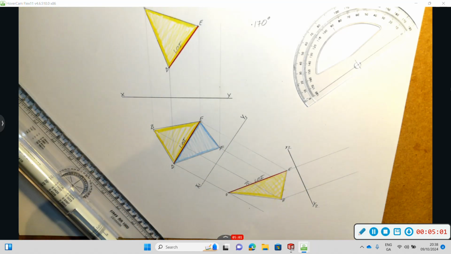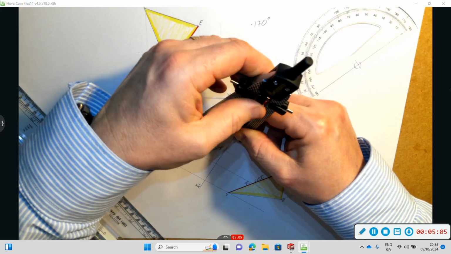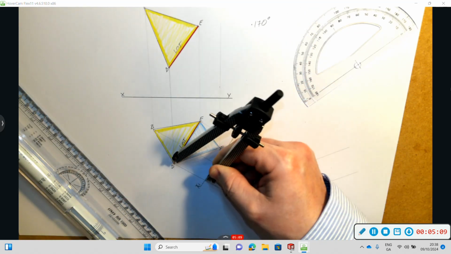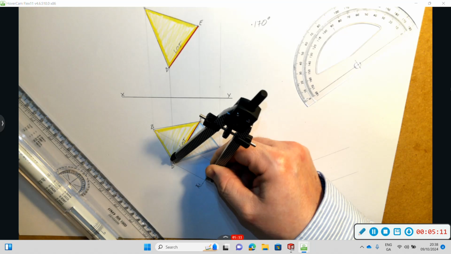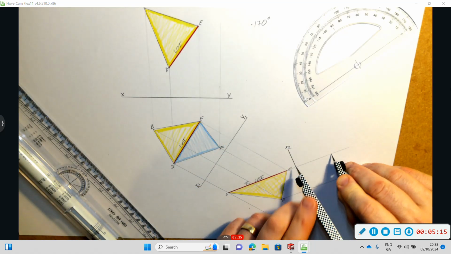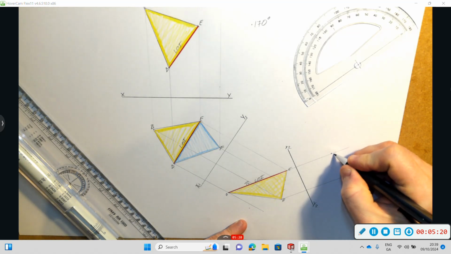So again, just get my measurement compass here, and I'm measuring for my point E and my point D. So the distance of those are going to be the same, of course, because the line was parallel to the line of intersection. So D and E, mark them off. So that's D and E.